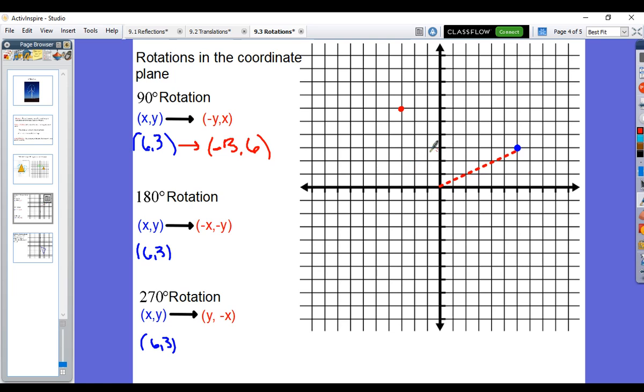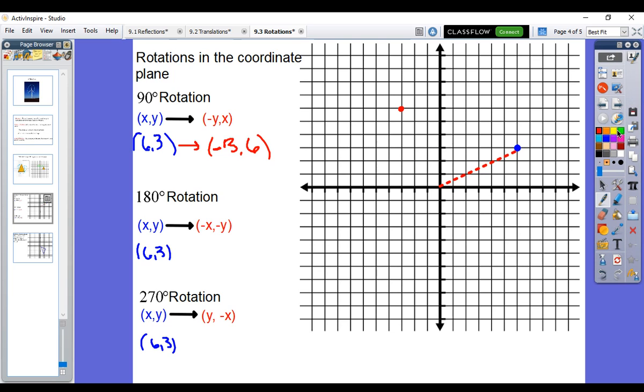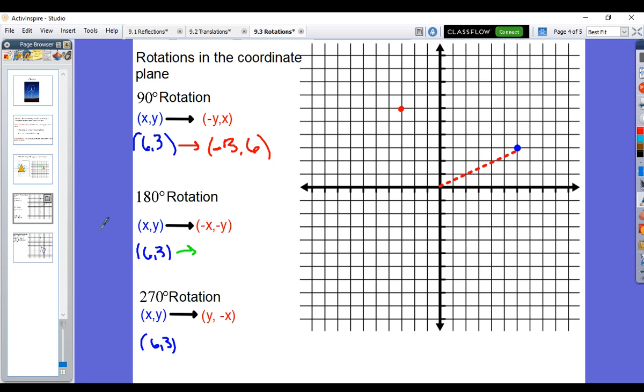Okay, let's look at the next one, a 180-degree rotation. With a 180 rotation, x and y stay in their positions. So the 6 will still be right here and the 3 will still be here, but we change the signs. So now it's negative 6, negative 3. Let's look at that. Negative 6, and then negative 3.